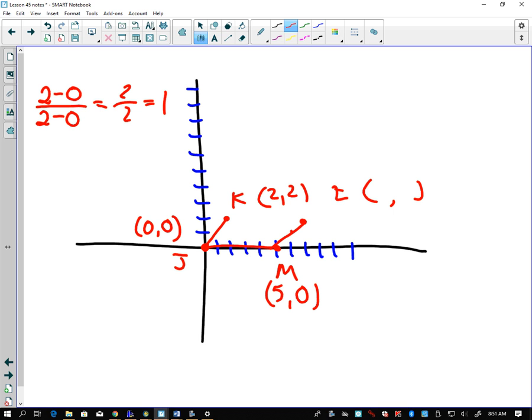Well, what are those coordinates? Notice that from J to K I went to the right 2, up 2. So for M I'm going to the right 2, which takes me to 7, and up 2 is 2. So I should get 7, 2. Okay? Yeah, so did I. Yep.